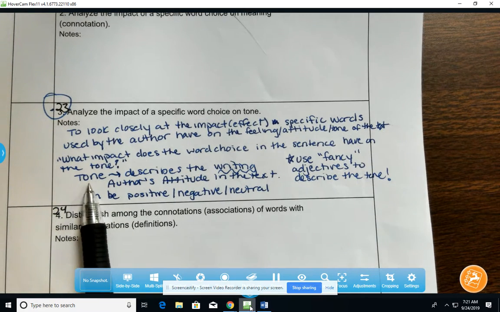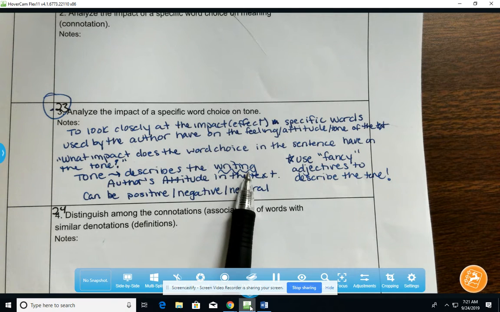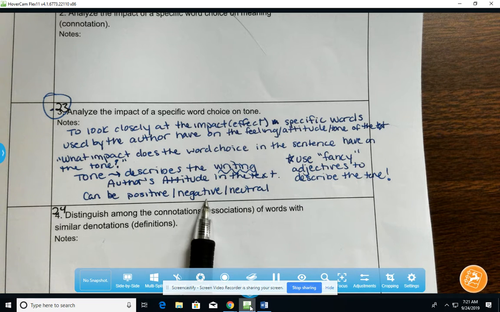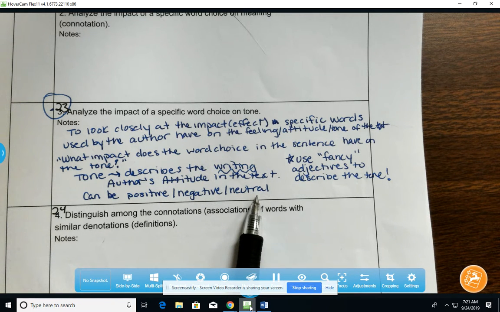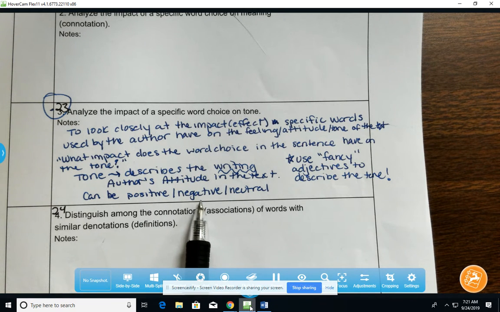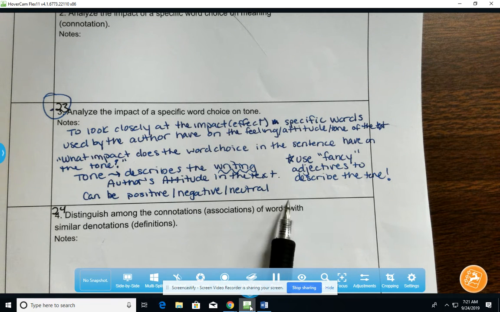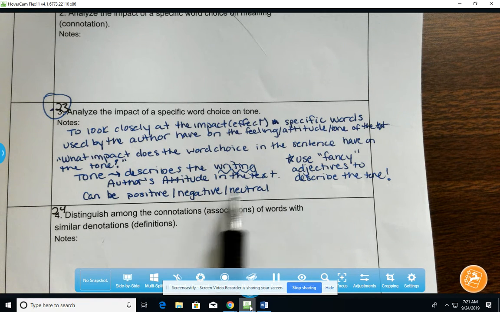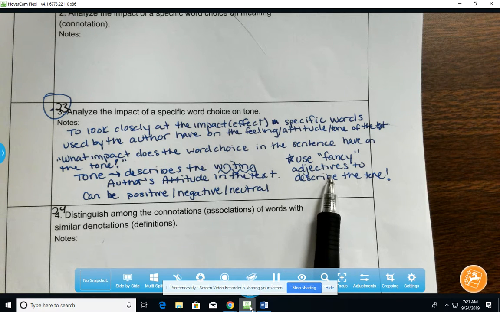Remember, let's define what tone is. We said that tone is describing the writing. It's the author's attitude in the text. It can be positive, it could be negative, or it could be neutral. And remember, we don't want to say adjectives to describe the tone that are weak. Don't use weak adjectives. Let's use fancy adjectives. So if you know that the tone is a negative tone, don't just say mean as your adjective to describe his tone. Look up the word mean. Try to find a synonym for mean that would be a better, more appropriate, more advanced way of saying the tone of the piece.